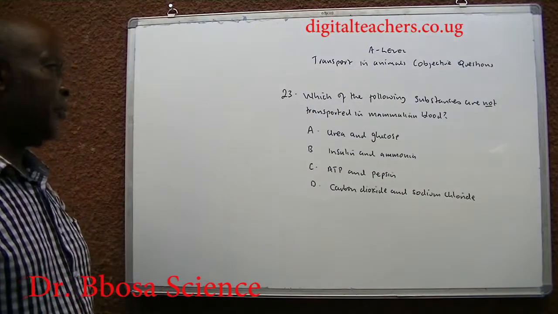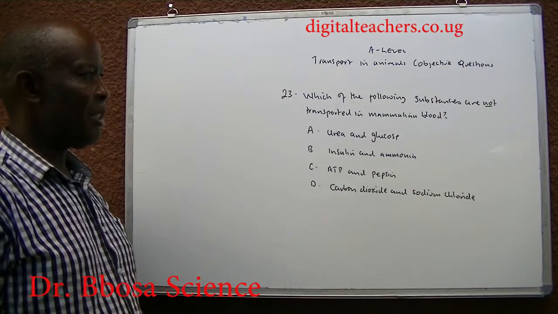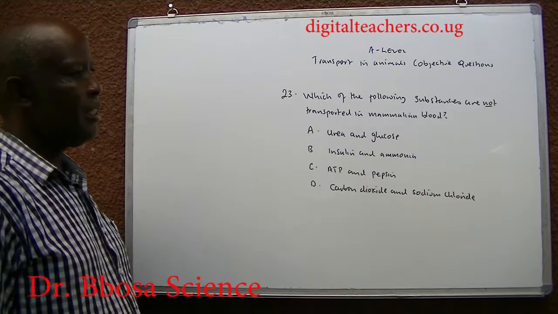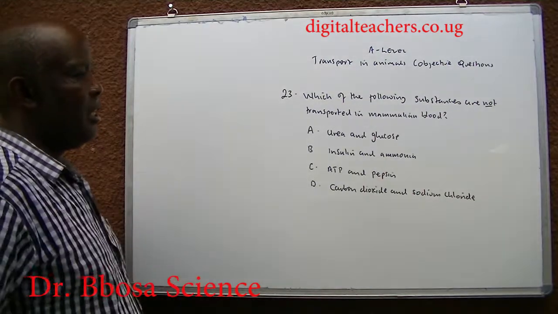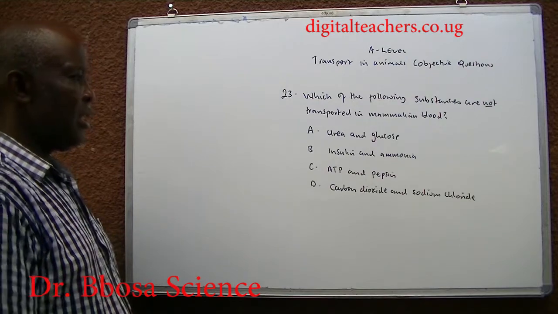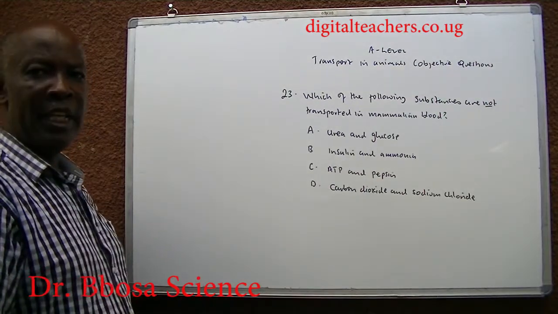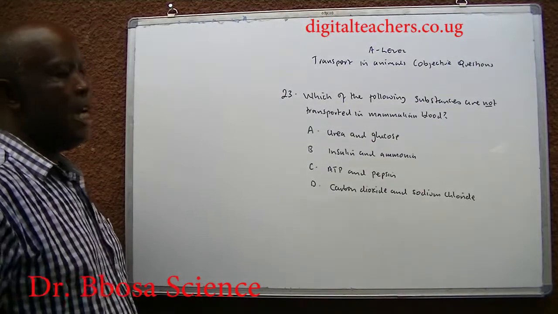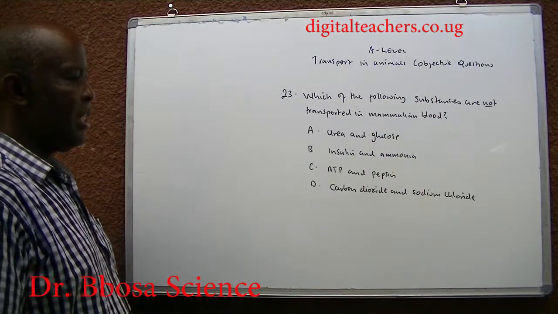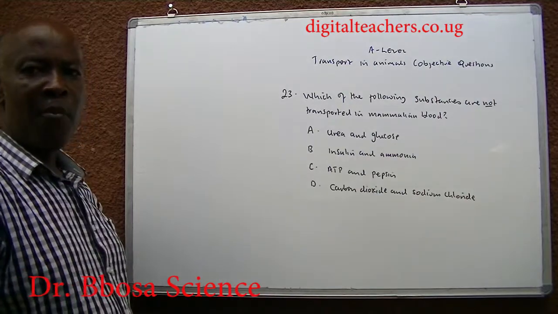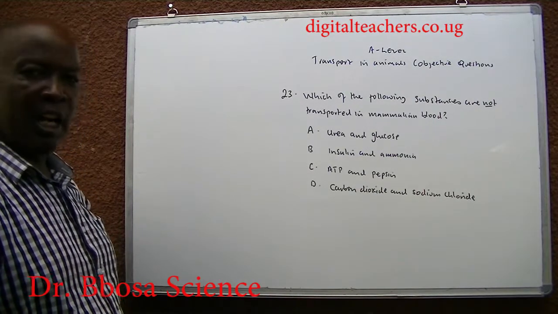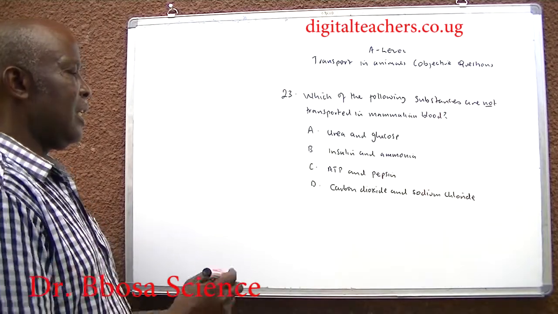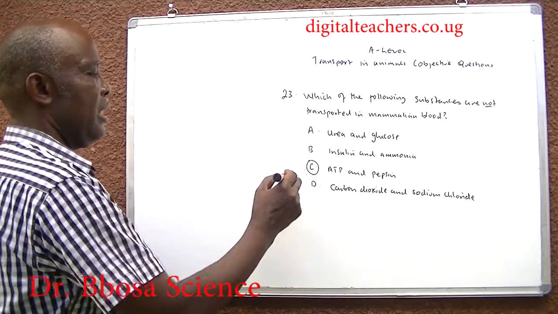Number 23. Which of the following substances are not transported in mammalian blood? A. Urea and glucose. B. Insulin and ammonia. C. ATP and pepsin. D. Carbon dioxide and sodium chloride. You can pause and answer. The answer is C.